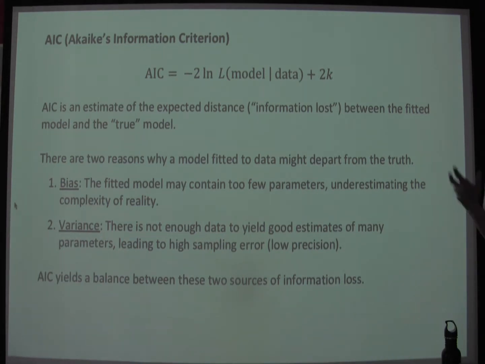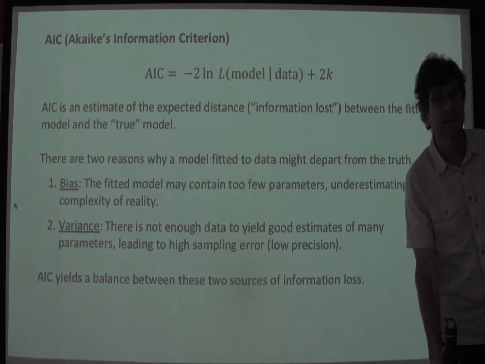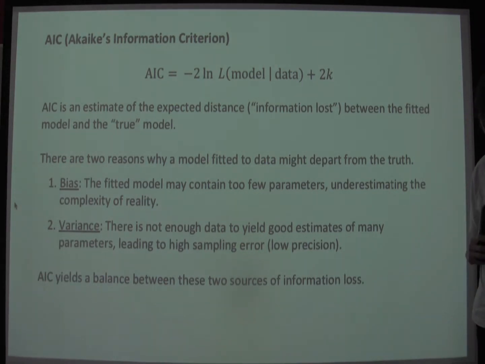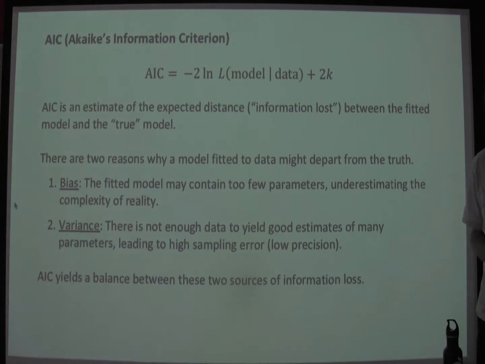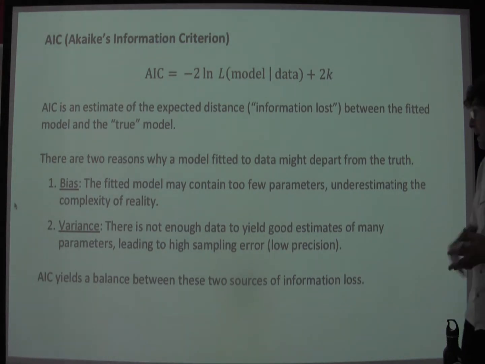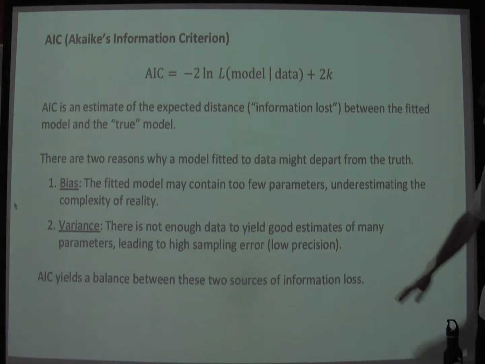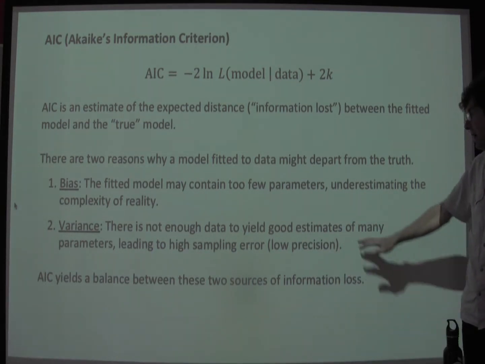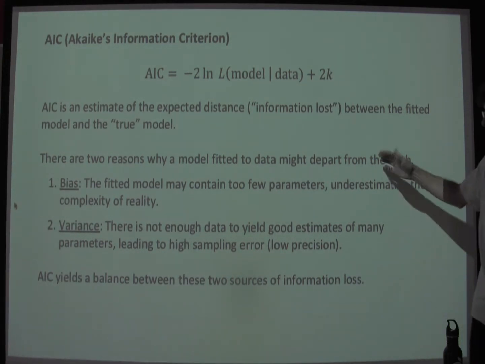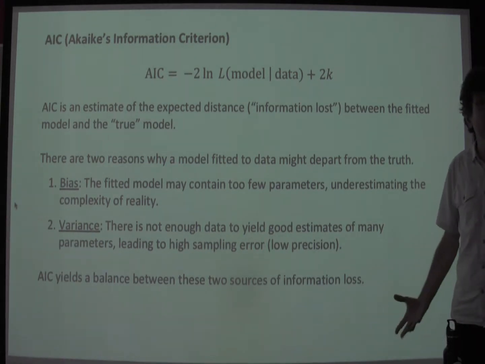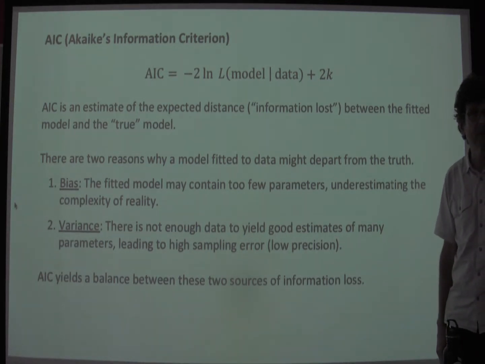So AIC is an estimate of the expected distance or information loss between the fitted model and the true model. It is a little bit like a cross-validation score. It is a kind of prediction error. And as I said, there are two reasons why a model fitted to data might depart from the truth. One is that if it contains too few parameters, it'll be biased and predict poorly as a consequence. But if it has too many parameters, even though it will have lower bias, it will have higher variance. The more parameters you try to fit, the worse is your estimate of each of those parameters. AIC trades those things off. It doesn't give you the true model, it gives you the best model. Does that make sense?